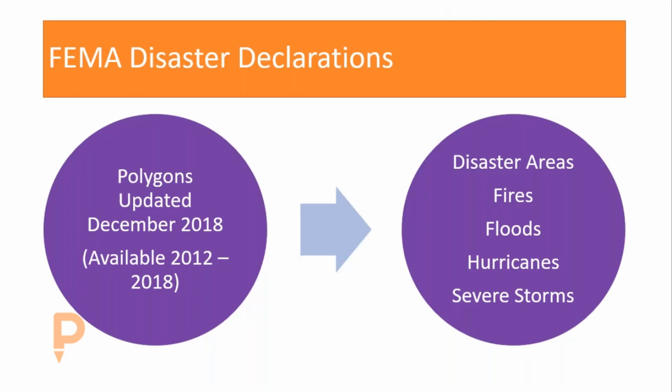So in addition to the Social Vulnerability Index, PolicyMap has recently updated all of the FEMA disaster declarations. They were updated in just this December of 2018, and they're available for the time period of 2012 through 2018. You can search by disaster areas, by fires, floods, hurricanes, and severe storms.